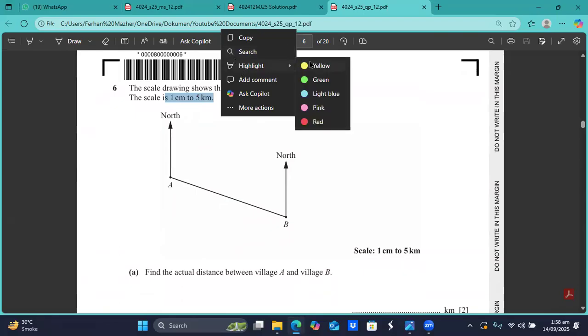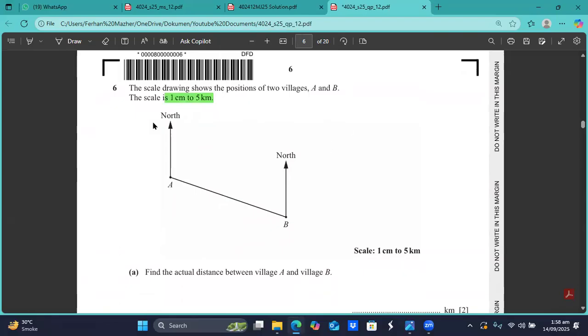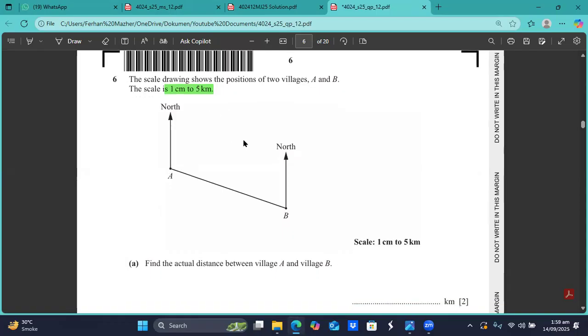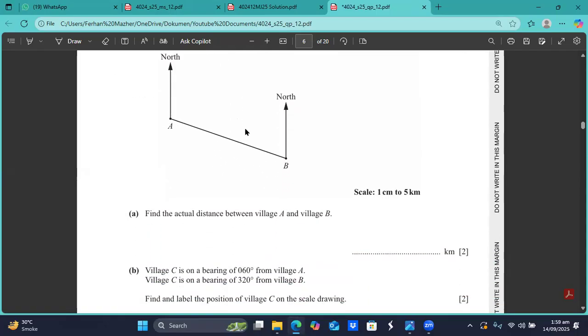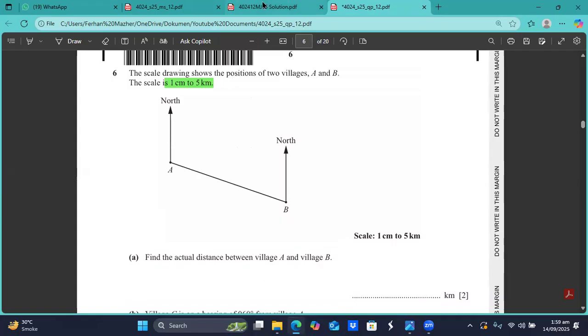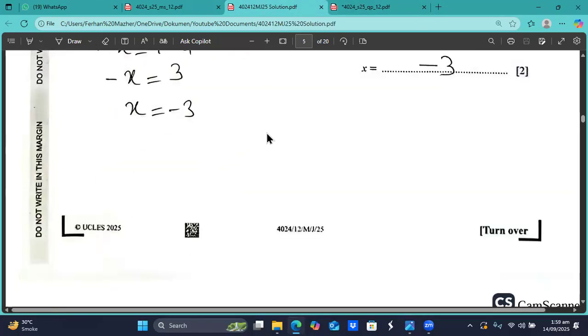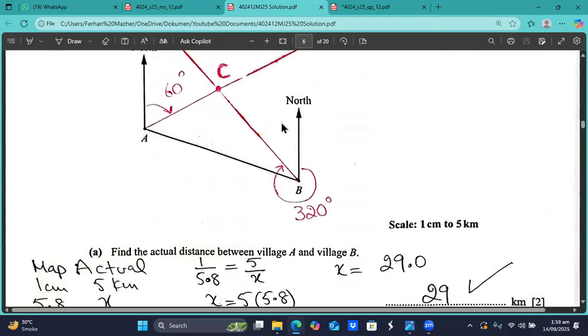Okay, so this is the scale which is given to us. 1 centimeter will be representing 5 kilometers. He says find the actual distance between village A and village B. So with the help of the scale, measure this length AB, and then 1 centimeter is equal to 5 kilometers. So whatever your length will be, you simply multiply it by 5, and that will give you the kilometers. So let me show you. I have done this. Okay, sir.